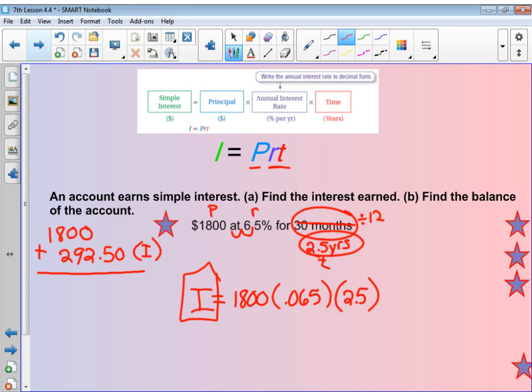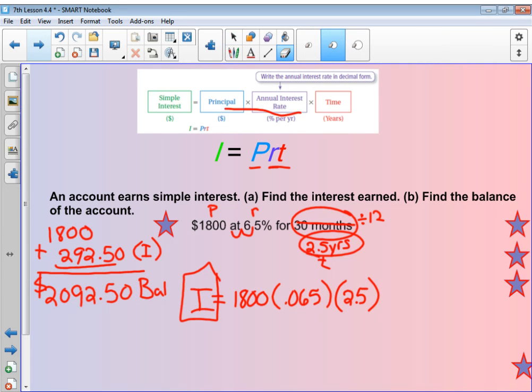Now, to figure out my balance, remember, we're going to add those two together. So if I take 1,800 and add it to that 292.50, I get $2,092.50. My interest was $292.50. My balance in my account now is $2,092.50.